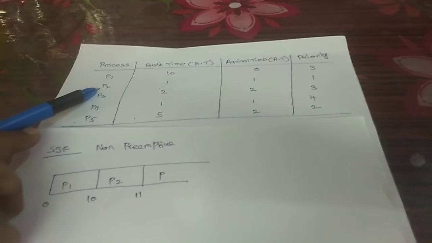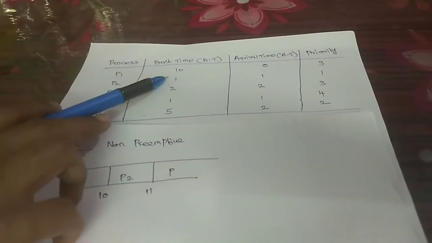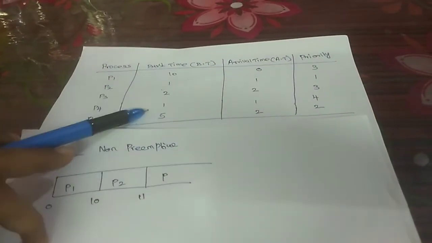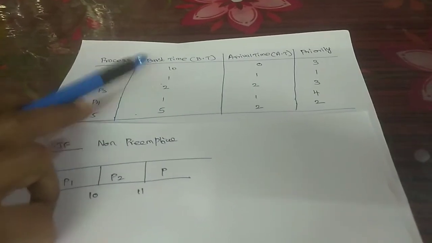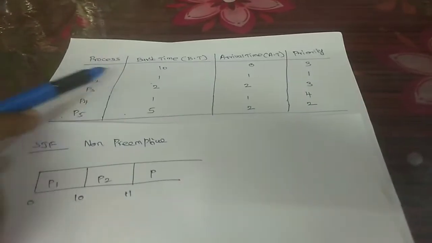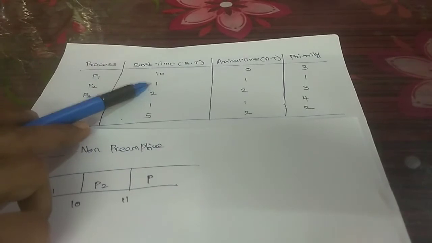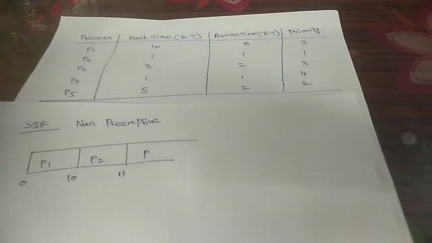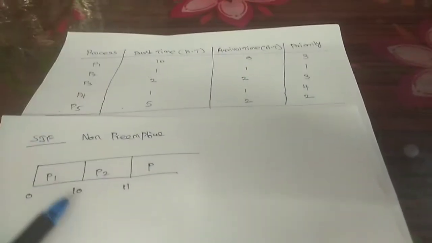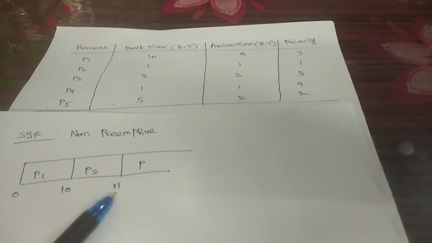Next the process P2 is going to be entering. Why? In the case of burst time, what is the shortest burst time of the process? That is P2. P2 is the shortest. So P2 goes for execution. Its burst time is 1. So we are going to add 10 plus 1, that is 11.